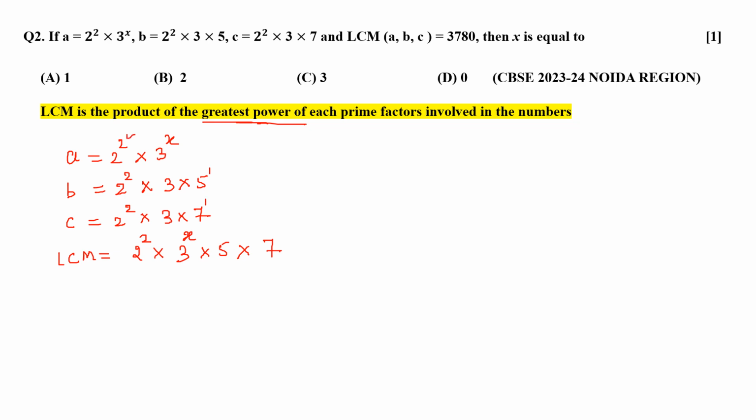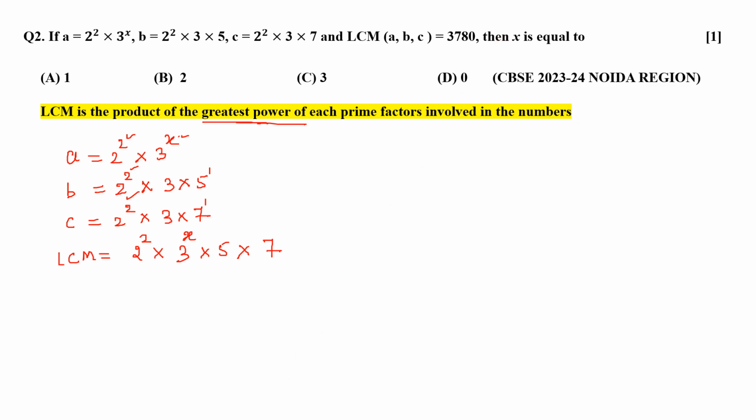For 2, greatest power is 2. For 3, the greatest power can be x. That is unknown, so I have written 3 to the power x. Now this value is already given. If you multiply all this, you will get 3780. Okay, it is already given here.